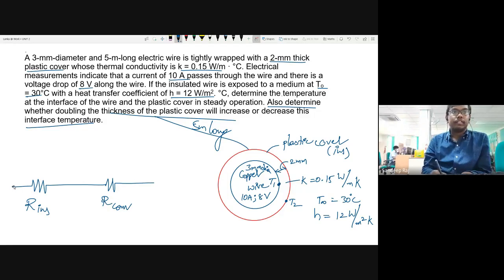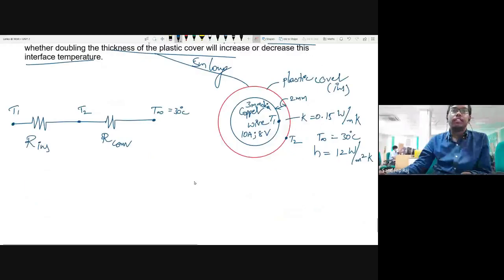Convection, and here you have temperatures prevailing T1, T2, and then here T infinity, it is 30 degrees centigrade. Now, let me find out what is R insulation. R insulation is equal to 1 by 2 pi KL ln higher radius by lower radius.